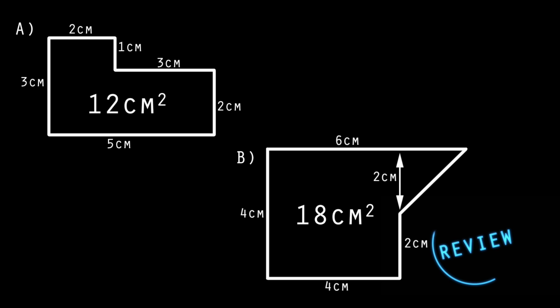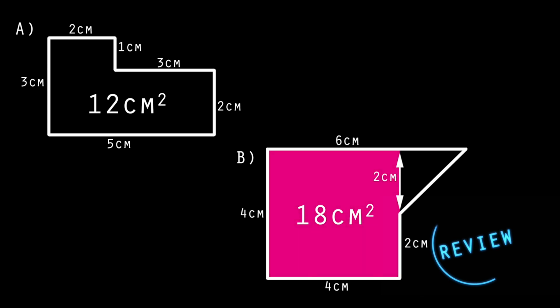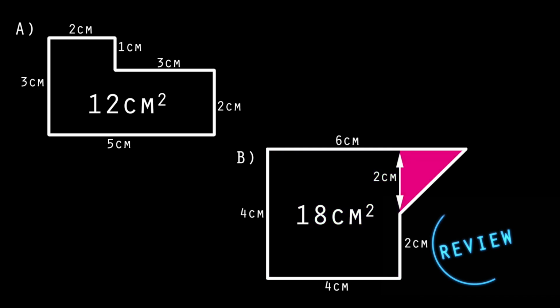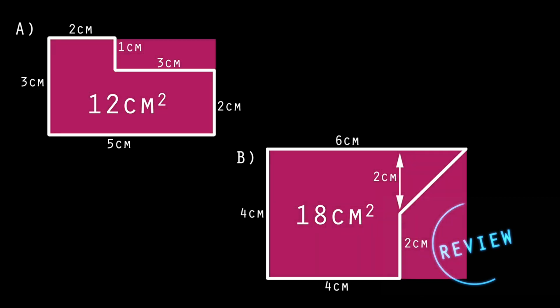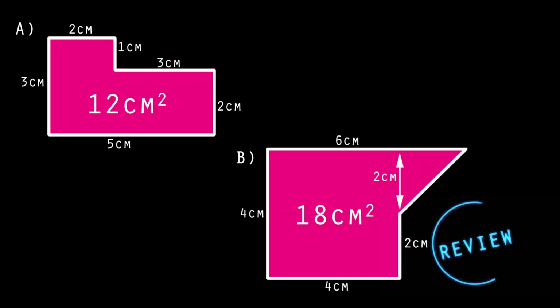You could also have used a 4 by 4 square, so that's 16 centimeters squared, next to a triangle of 2 by 2, which gives you an area of 2 centimeters squared. Again, that's a total of 18 centimeters squared. You may have also noticed with both questions, you could have found the area of the larger rectangle and then taken away the area of the smaller cutout shape. A rectangle for question A and a trapezium for question B. These two methods would have worked fine too, whichever seems easiest to you.